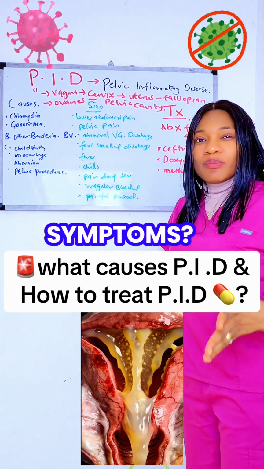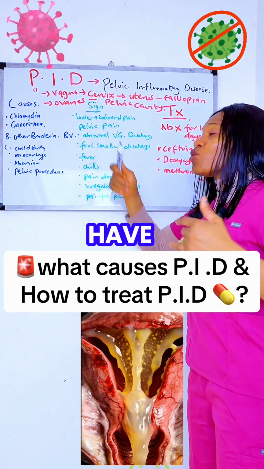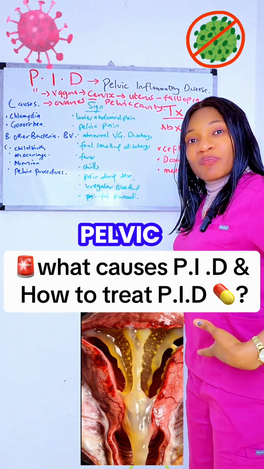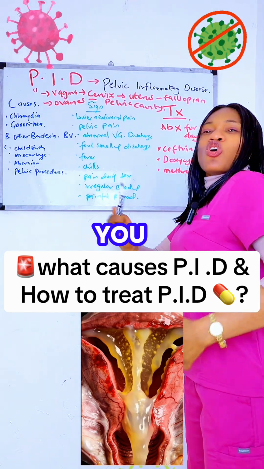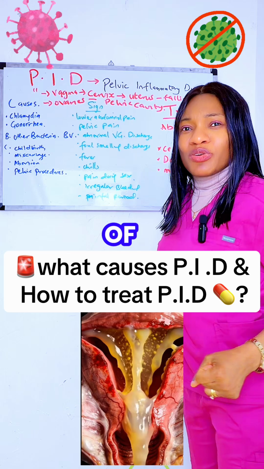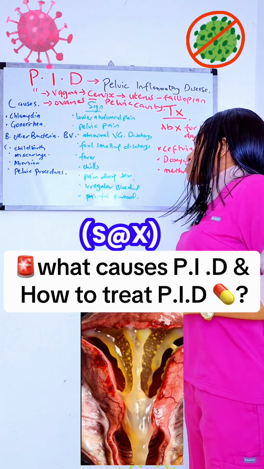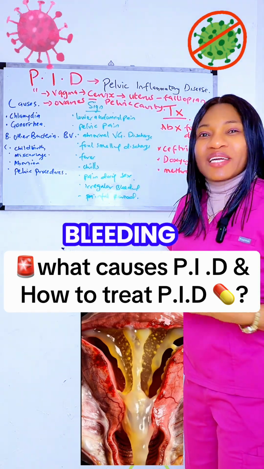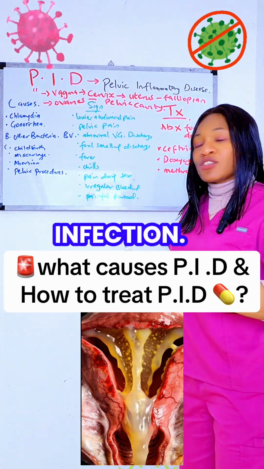What are the symptoms? PID presents with signs of infection. You have lower abdominal pain, pelvic pain, irregular menses, pain when urinating, and the frequency of urination will increase. You feel pain during sex, irregular bleeding, intermittent spotting all the time, fever, chills, signs of infection.